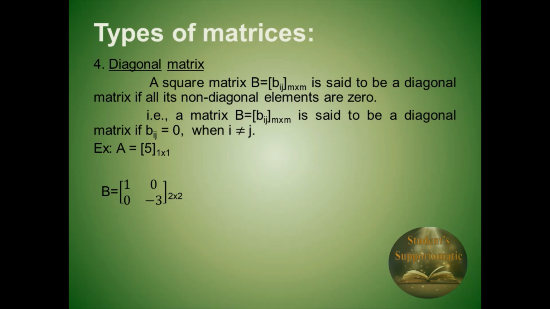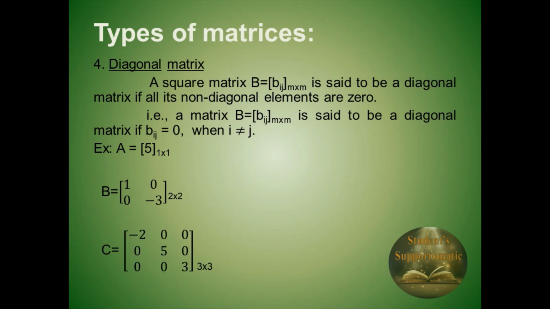Example: here is a 2 cross 2 matrix having a value at a11. For a12, the i value and j value are different, so it is 0. At a21, that position is also 0. In the second row, the second value, that is the a22 place, has -3, some value. So the diagonal elements have some value, and all the elements other than the diagonal elements are set to 0. Then it is a diagonal matrix.